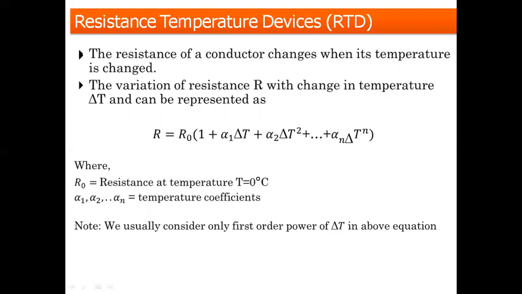So the resistance of a conductor changes when the temperature is changed. The variation of the resistance R with change in temperature delta T can be expressed with the help of this formula. Usually the second power and onwards are neglected. So the formula that we use over here is R = R0(1 + α ΔT), where R0 is the resistance at temperature 0 degrees, alpha is the temperature coefficient, and delta T is the temperature change.